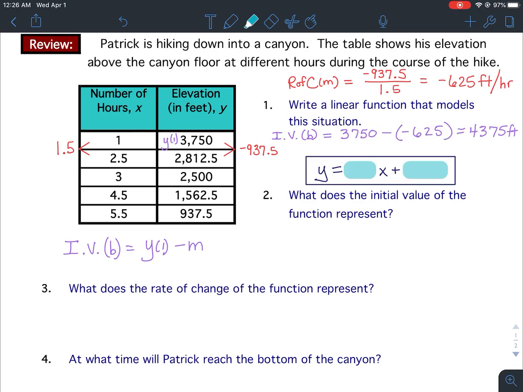Your equation is of the form y equals mx plus b. Put your m in the first highlighted part and your b in the second highlighted part. So go ahead and write your equation.